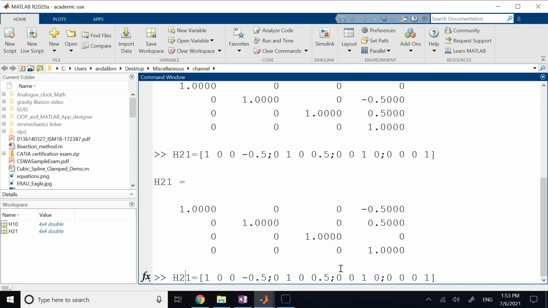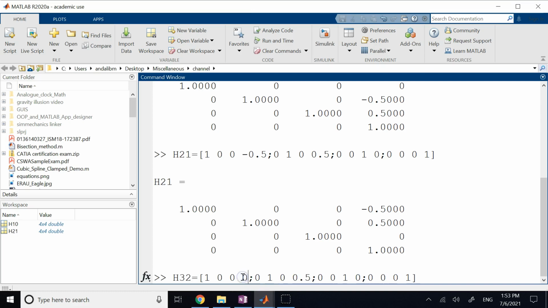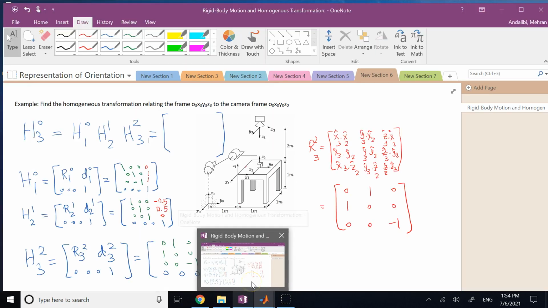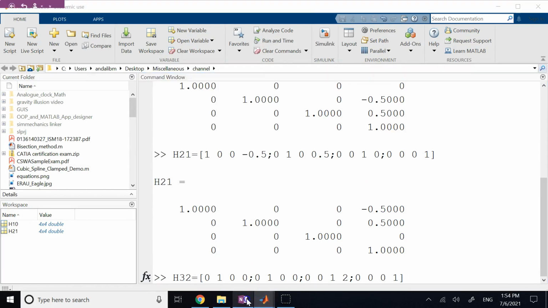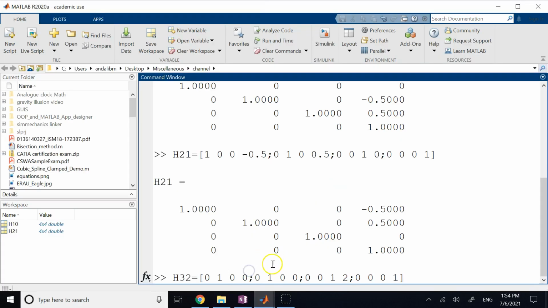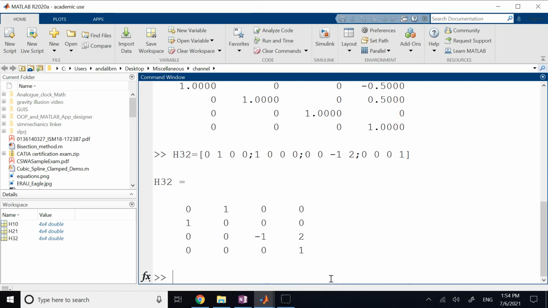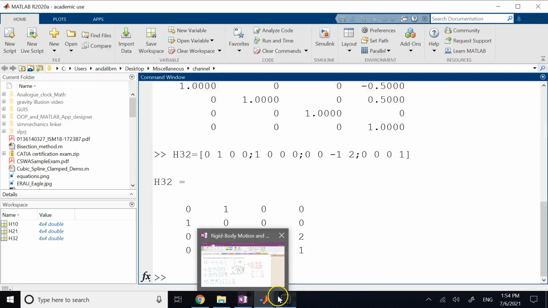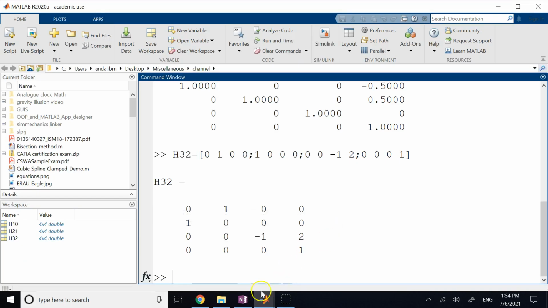And finally, your H32 is the Z displacement is 2. So this has to be 0, this has to be 0, and this has to be 2. But the rotation matrix is 0, 1, 0, like that. Then it's 1, 0, 0. And finally, 0, 0, -1. So it should be like this, and if you look at it, that should match my result here.